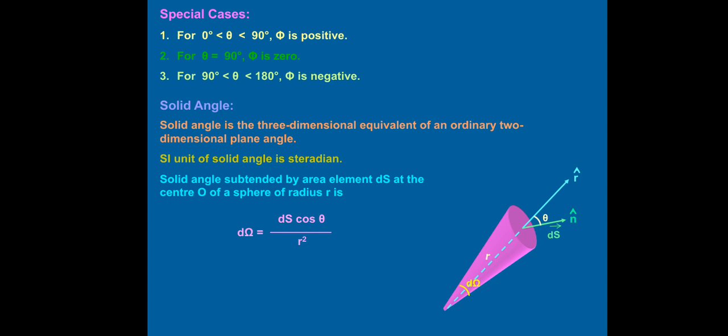Now if we change the theta, then what will happen? So for the complete circle we can represent omega equal to integral over the whole surface d omega. If you write this value of d omega in this, we can get this result. The maximum value of omega will be 4 pi steradian. So this is about the solid angle.